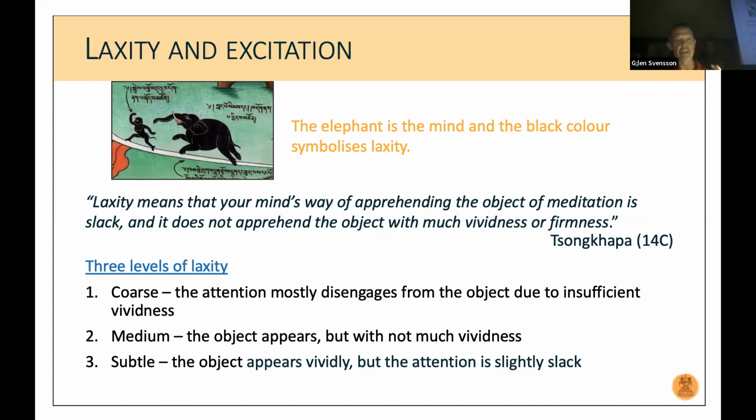And then subtle laxity is when the object appears vividly, but the attention is slightly slack. For example, focusing on the breath, the sensations are there. We notice them quite clearly, but still the attention is a little bit slack. This is not something we will be able to pick up now. We have much heavier laxity to worry about. But as we progress to the higher stages, we'll start to notice this. We need just to increase the attention slightly. But now we're dealing mainly with pretty coarse and even medium laxity. That's what we're improving.